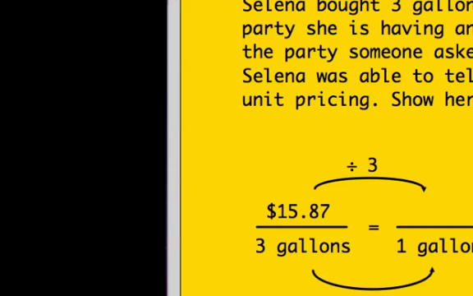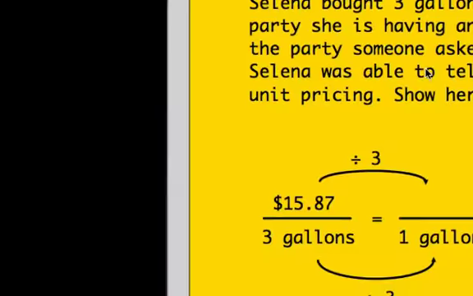This next problem is a unit price problem, and unit price is pretty much the same thing as unit rate. All it means is that we're putting the price per 1 unit, okay? So in this problem, Selena bought 3 gallons of ice cream for a party she is having and spent $15.87. At the party, someone asked her how much money she spent. Selena was able to tell the friend using unit pricing. Good for you, Selena. Show her work.